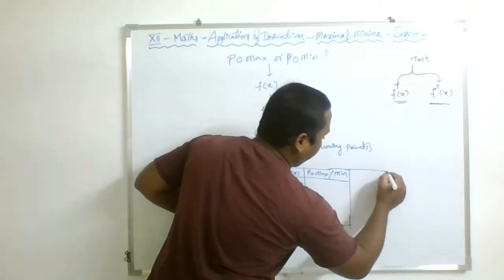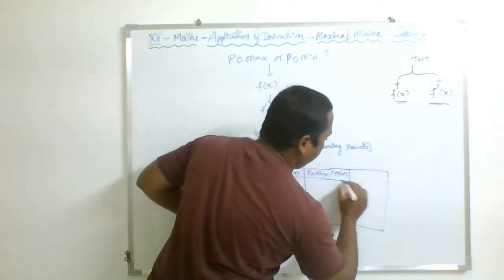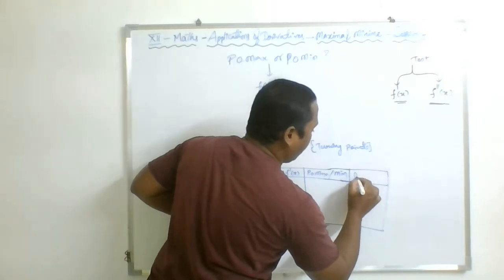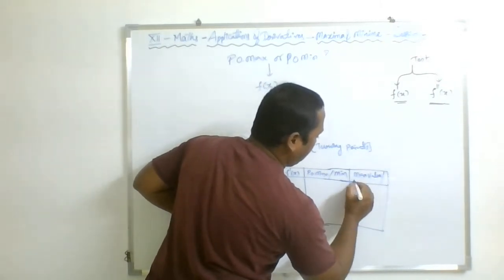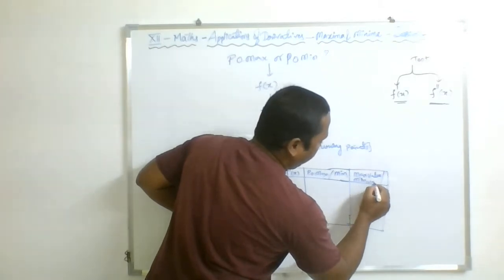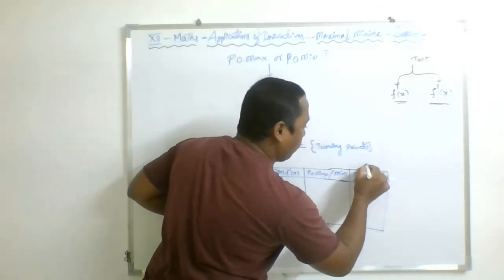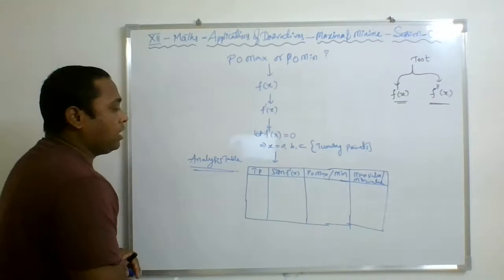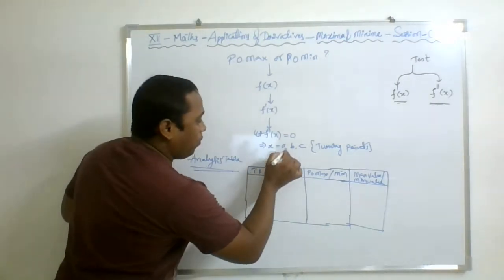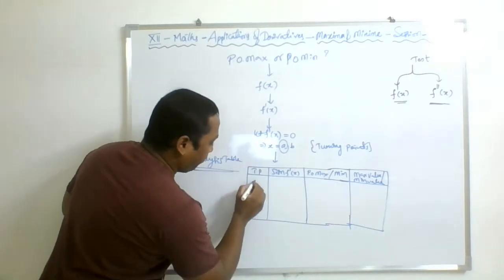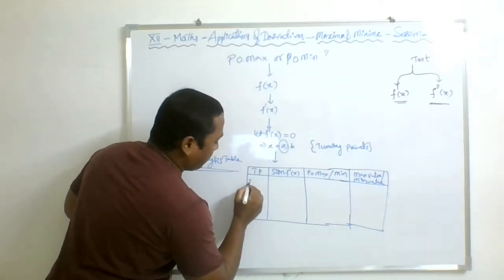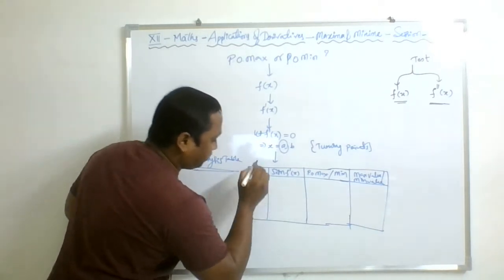Then if it is asked what is the maximum value or the minimum value, only then we'll go for it, otherwise not. Now, first we'll take one turning point. Let us say there are two turning points. First we'll take x is equal to a.